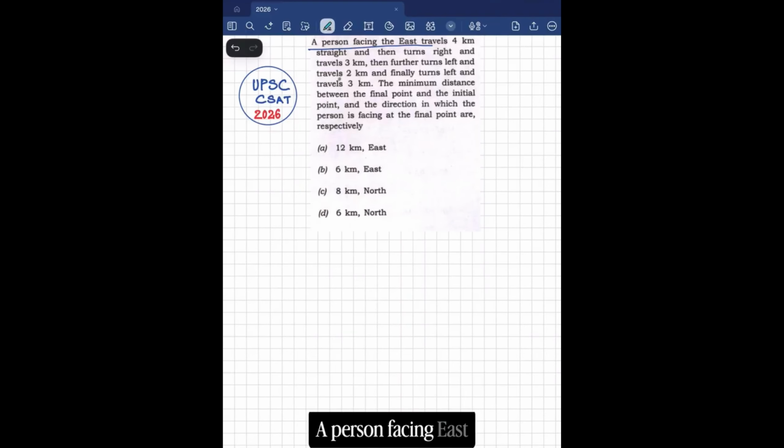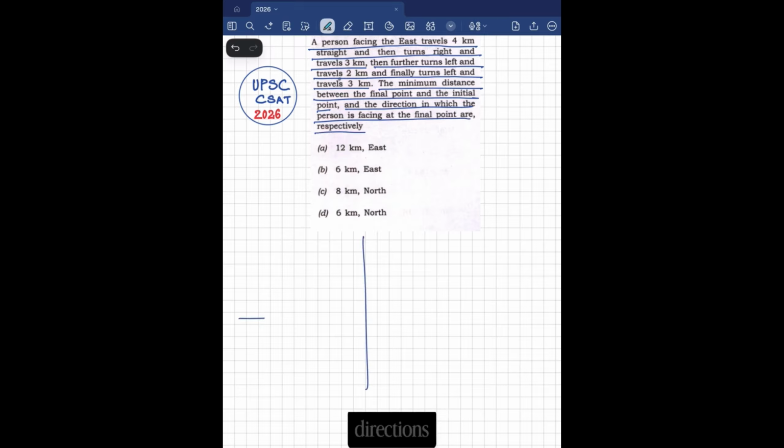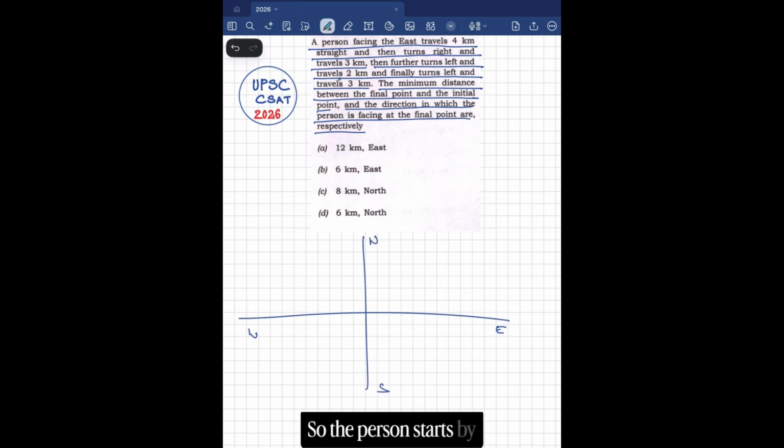A person facing east travels 4 km straight and then turns right and travels 3 km. Then further turns left and travels 2 km and finally turns left and travels 3 km. The minimum distance between the final point and the initial point and the direction in which the person is facing at the final point are respectively. So let's start by marking the directions. East, west, north, south. So the person starts by moving towards the east.